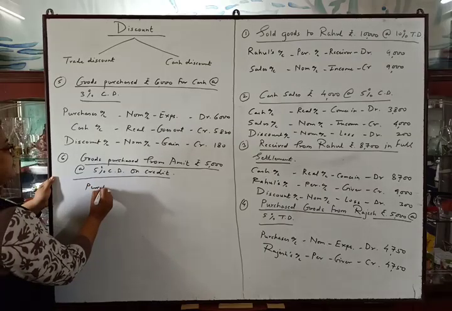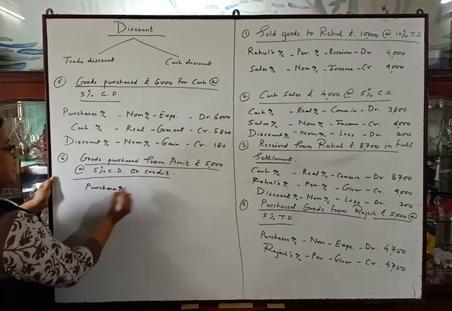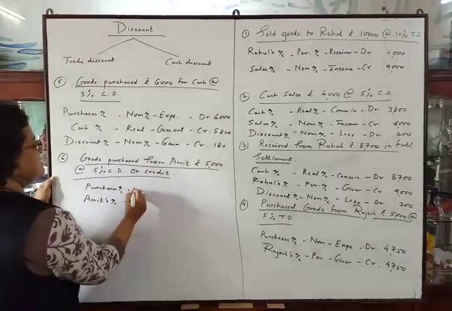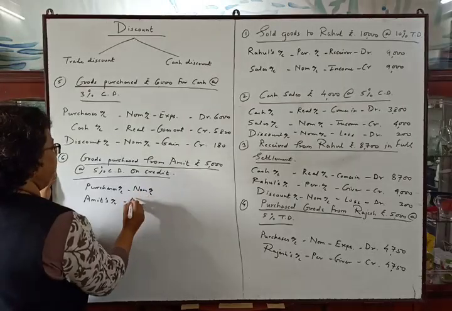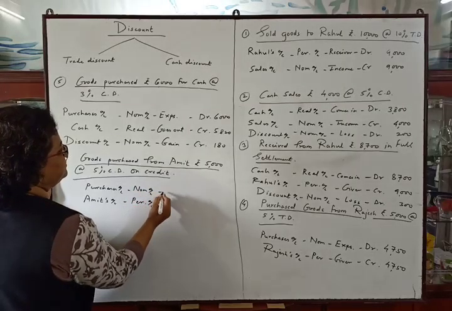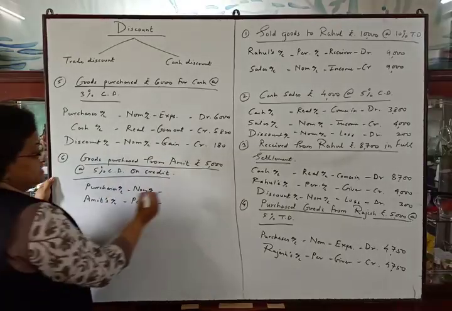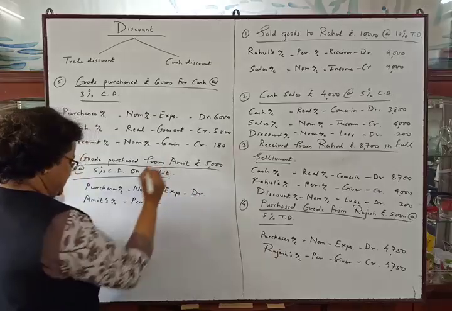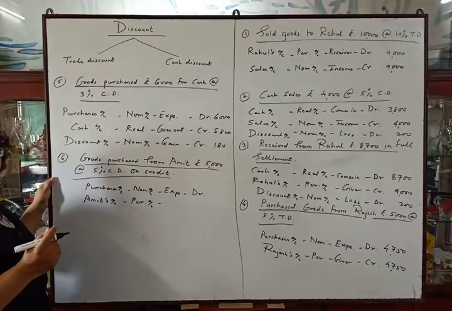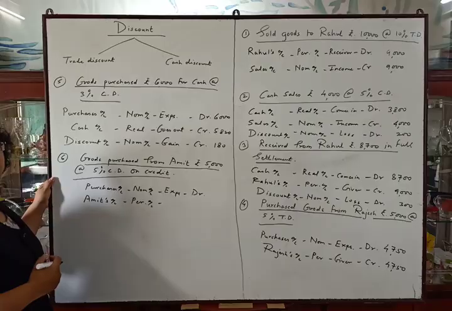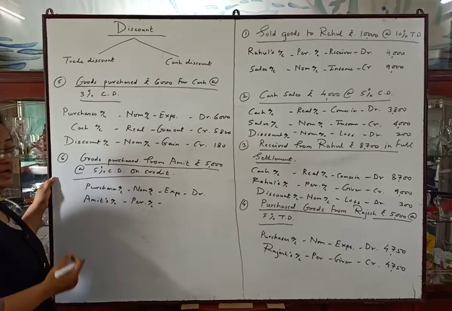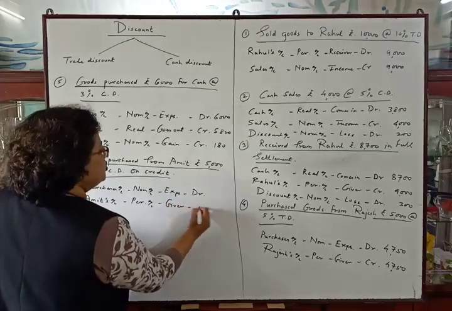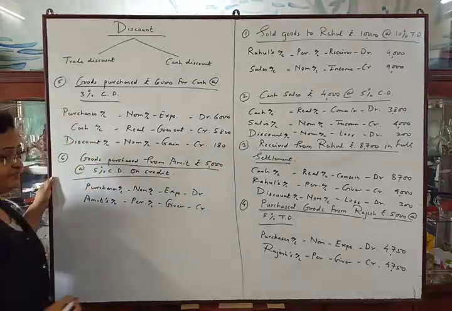Purchases account and Amit's account. Purchases account nominal account, Amit's account personal account. Purchases is expenses and rule says that debit all expenses and losses. Amit's account is personal account. The rule says that debit the receiver, credit the giver. We are purchasing goods from Amit, so Amit is the giver. So rule says that credit the giver.